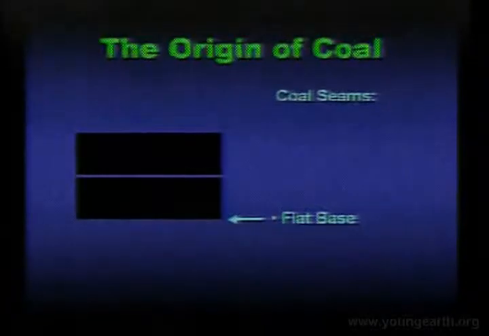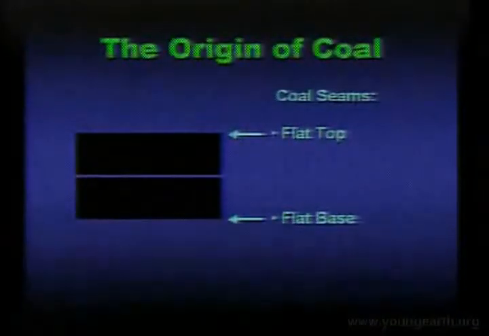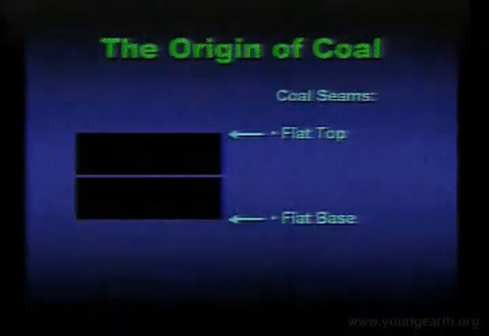Coal seams typically have a very flat base. When you take the coal out of a given region, you're usually left with a very flat, you can play football on that field that's left. It's very, very flat. It's also got a flat top. In other words, if you dig in and you take the coal out, all the coal that's there, you're left with something with a very flat ceiling and very flat floor.